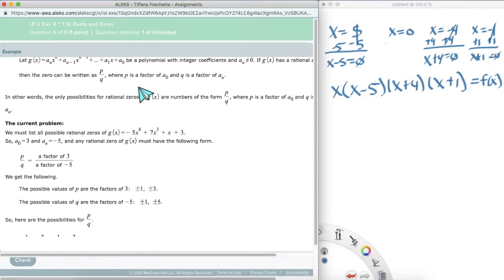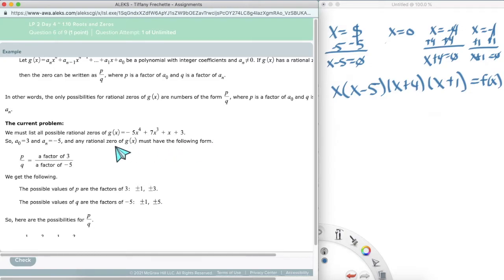So we must list all the possible zeros for this equation, and this isn't the one that we have on our attempt, but this is the example. So the constant term, the 0 term, is 3. It's just the last number, the regular constant number, which is 3. And the first coefficient is negative 5. So any rational zeros of g of x must have the following form.